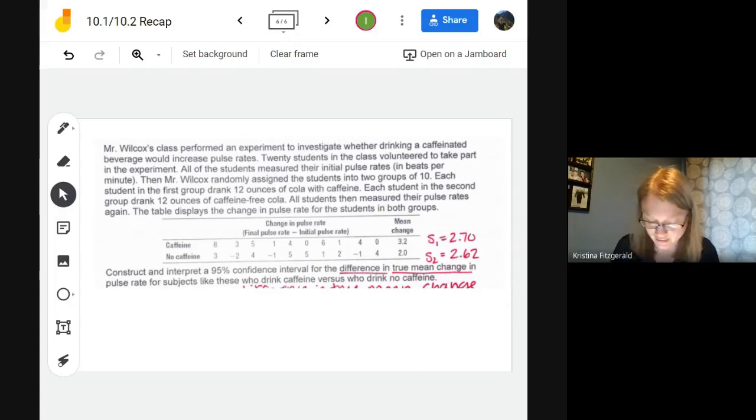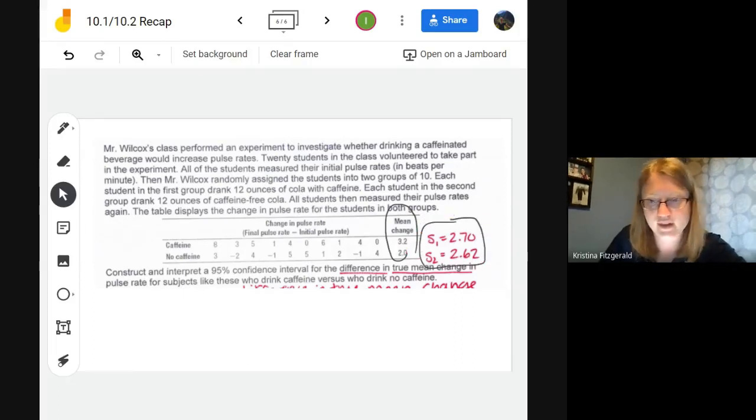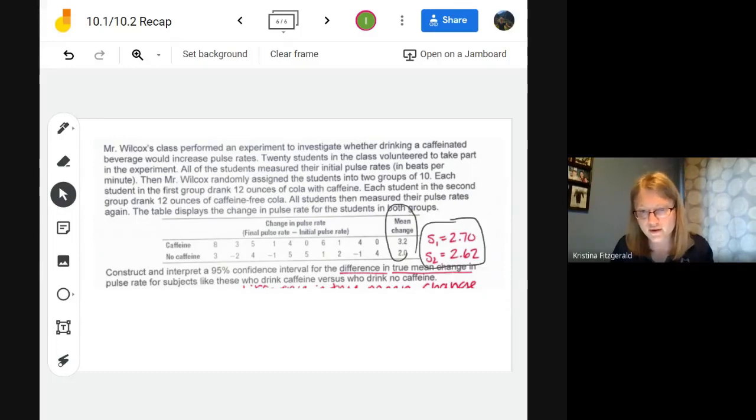The table displays everybody's pulse rate, and also gives us the mean change over here. So this is like our average, and I went ahead and calculated these numbers, but I'll show you how to do that on the calculator next week. You don't need that for the quiz. Okay, so aside from the 2 things I circled, is there anything else in the problem that we want to note?